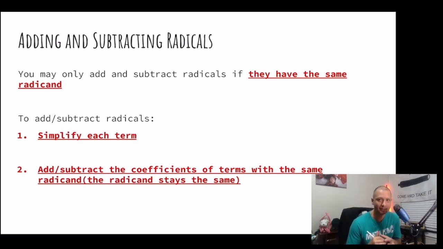If the part inside of the radical matches, then you can add or subtract them only. So to add and subtract them, you want to simplify each term first, if possible, and then add the coefficients of the terms with the same radicand. So the inside parts are going to stay the same.